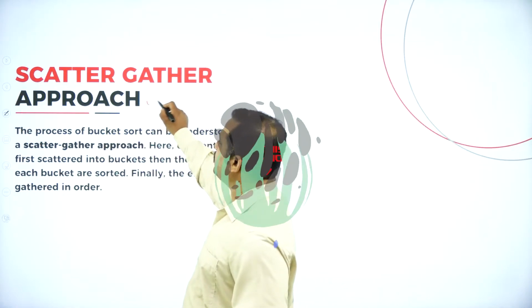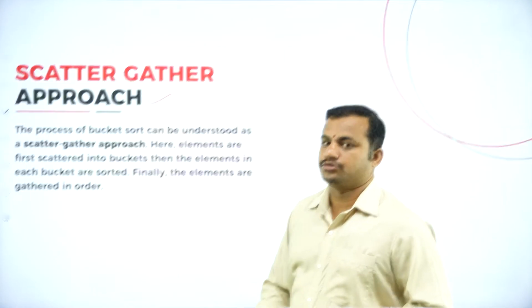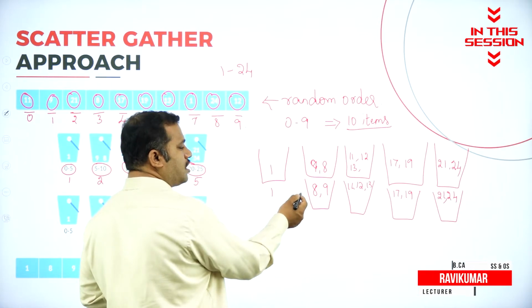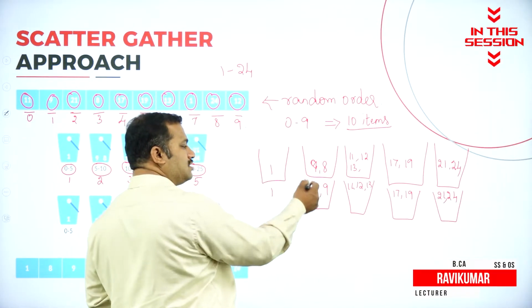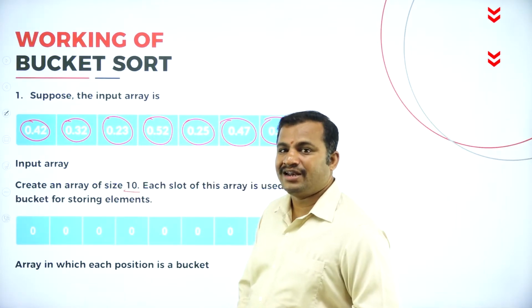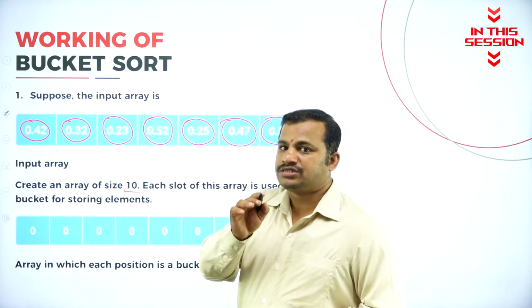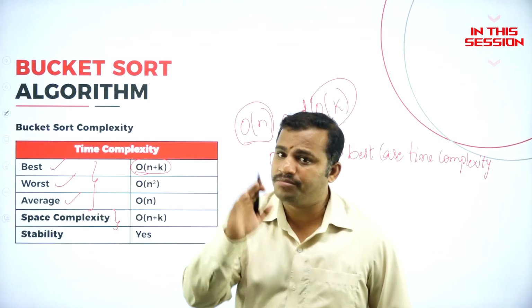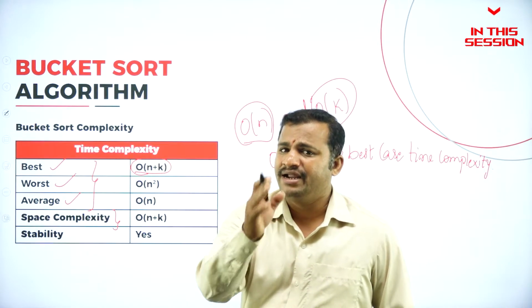Scatter gather approach. What is the meaning of scatter gather approach? Consider all of these items which are already stored in the bucket in the sorted format. All of these things are in the range of 0 to 5. If it is uniformly distributed, we state that it is the best case.